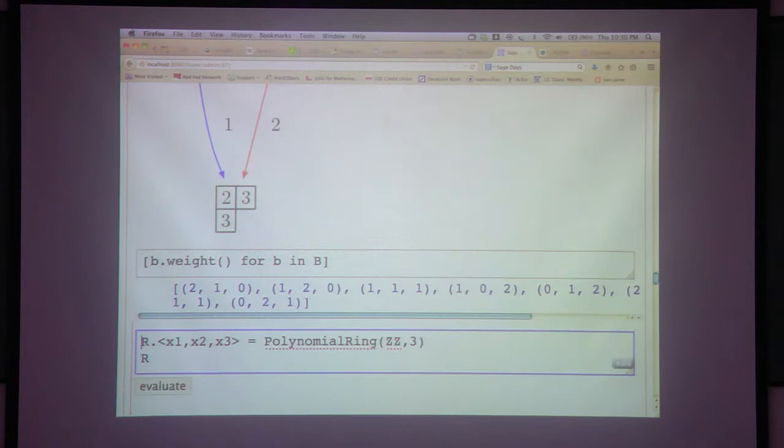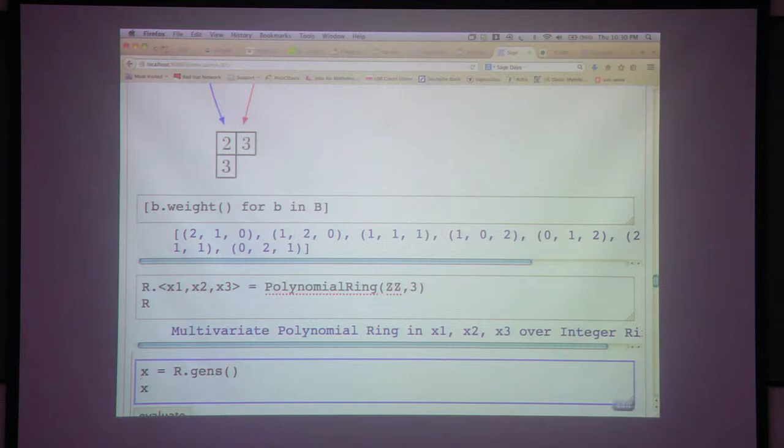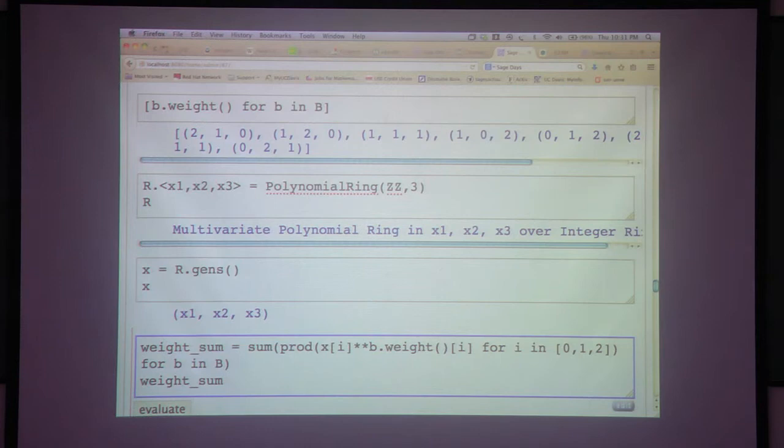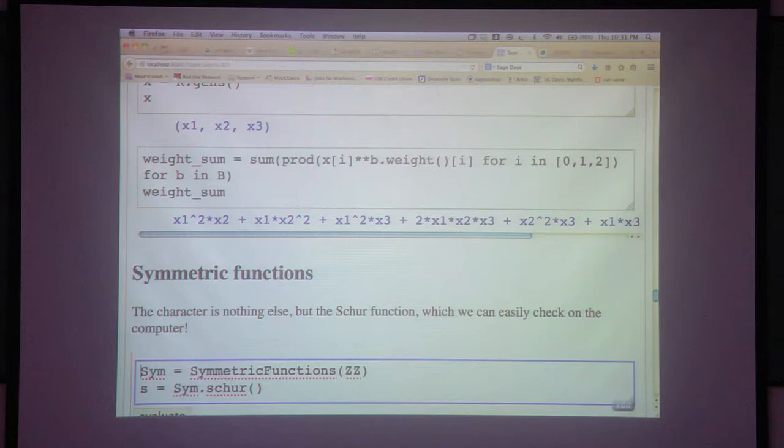I can list all the weights, which are in the ambient space. Basically, this means there's one that has two ones, one two, and no three, and so on. Now we are going to make a multivariate polynomial, where you take the x's raised to the corresponding power. So I have to make the polynomial ring in Sage, and tell Sage that x1, x2, x3 are my generators. Now we take the sum of x to the weight. That's what this big expression does: it takes the sum over all elements in the crystal, and I get this big sum. You can do it as an exercise to check that Sage did the right thing.